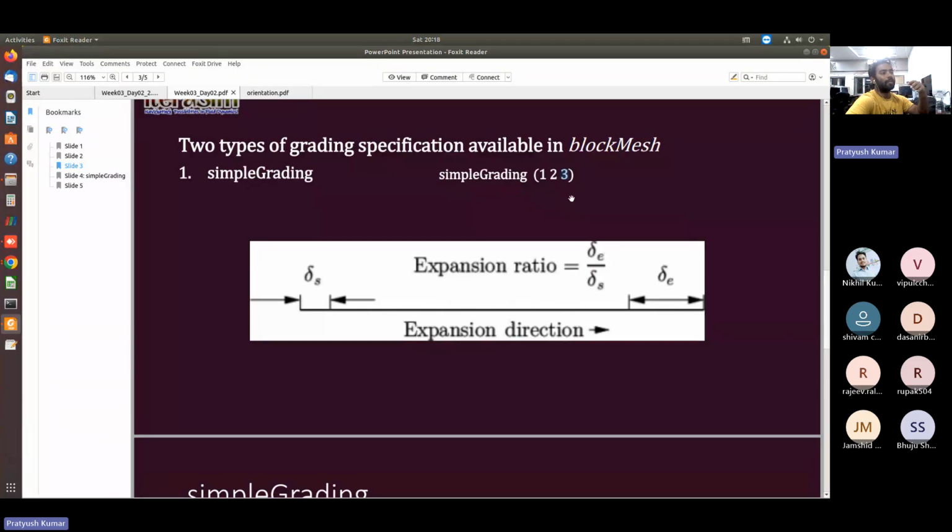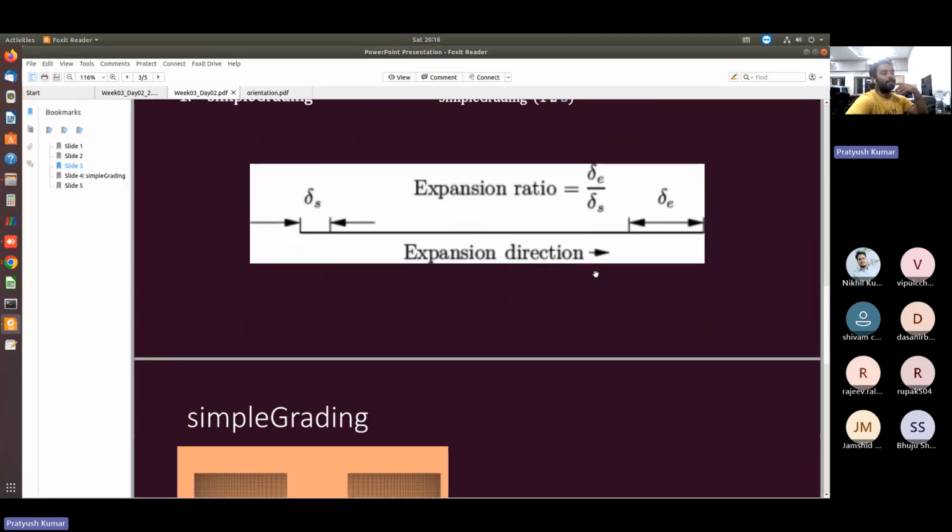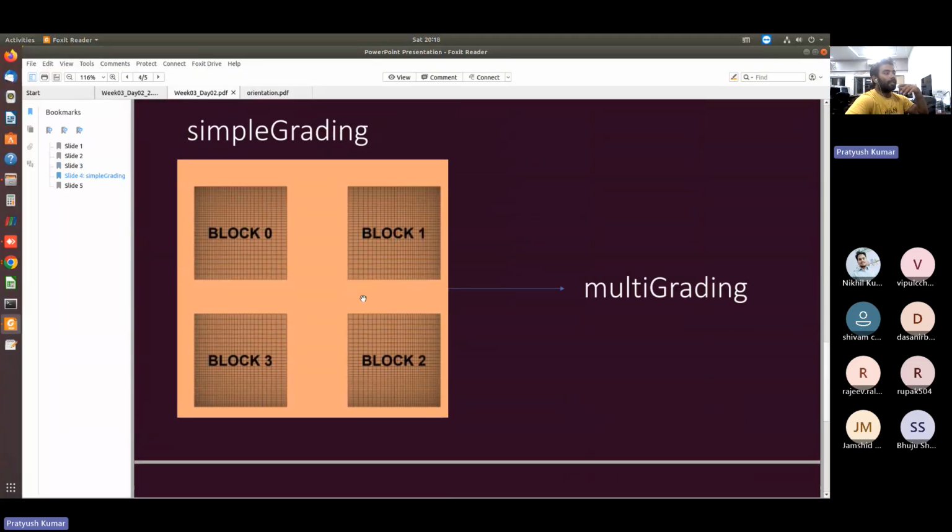So in this manner, you can play with this, and you can create non-uniform meshes. Now, suppose you have one block and you want simple grading spacing to be available here, this side also, and this side also. So with this technique, you can create four different blocks.